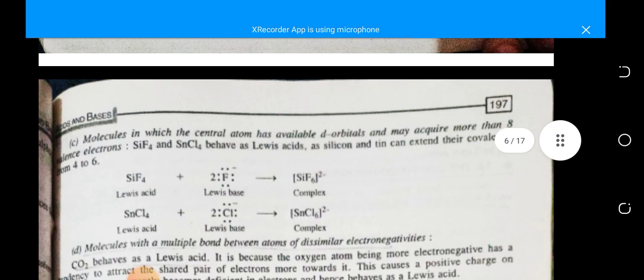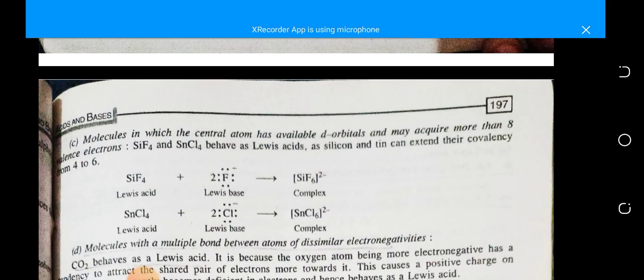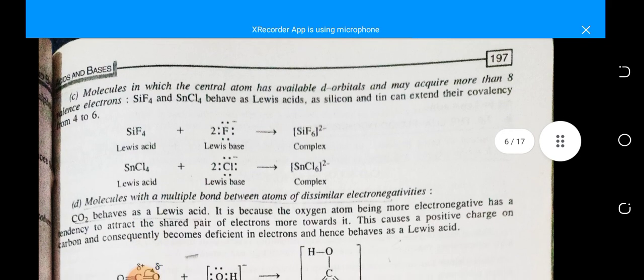Third, molecules in which the central atom has available d orbitals may acquire more than 8 valence electrons. That is, SiF4 and SnCl4 behave as Lewis acids as silicon and tin can extend their covalency from 4 to 6. SiF4 plus 2F- gives a Lewis acid plus Lewis base complex.